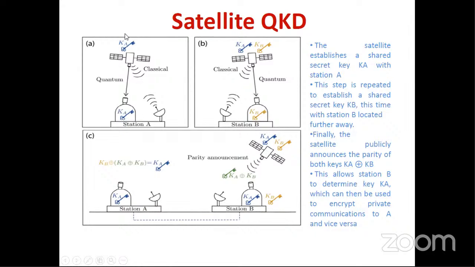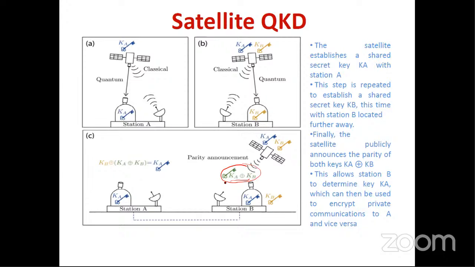And what they do is this thing done by entangled photons, a pair of photons, and then this satellite announces Ka XOR KB. So Ka is established between the satellite and this station, KB is established between the satellite and this station B. Now the satellite has both Ka and KB, so it will announce the XOR of Ka and KB. So using this Ka and KB, by XORing with their own key, they can have the key of the other.